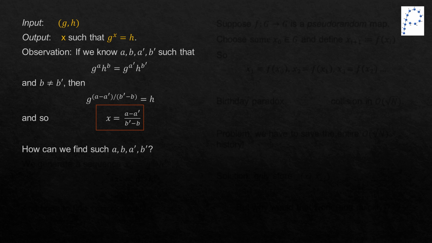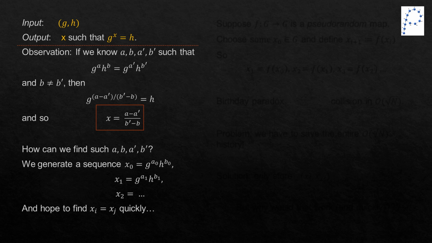I guess the naive way would be to generate a random sequence: g^a0, h^b0, and then we generate another random element, g^a1, h^b1, and so forth and so on. And when we get a collision, we're good. We broke discrete log. But how long should it take to find such a collision? Let me recall the birthday paradox.